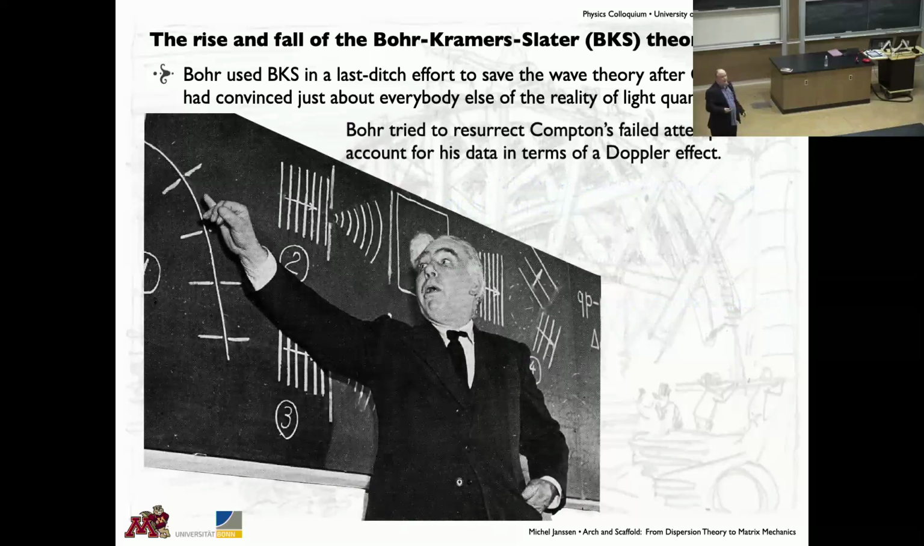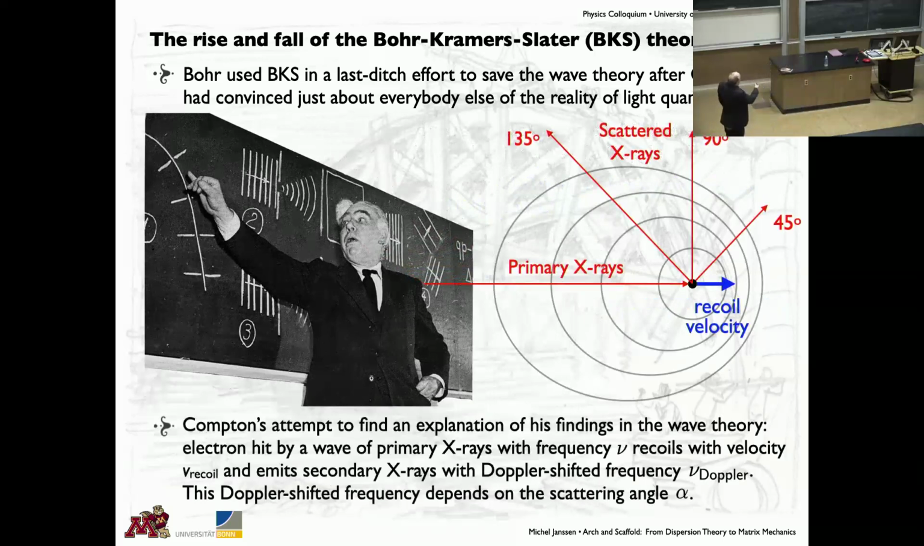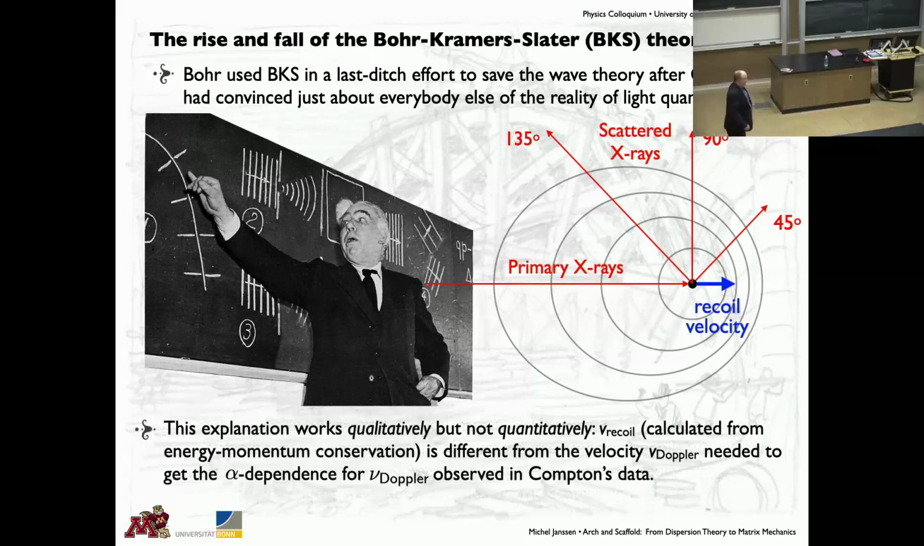And Bohr actually tried to resurrect an attempt by Compton himself to explain this effect in terms of a Doppler shift. Here's the idea: here are the primary X-rays, the electron is going to recoil and send out secondary radiation, and you see that the frequency of that radiation goes down if you go to bigger and bigger scattering angles. Now, Compton rejected this because qualitatively it is nice, but quantitatively it doesn't work, because the velocity that you get for the recoil of the electron is not the same as the velocity you need in order to get the right Doppler shift. So that's the end of that.